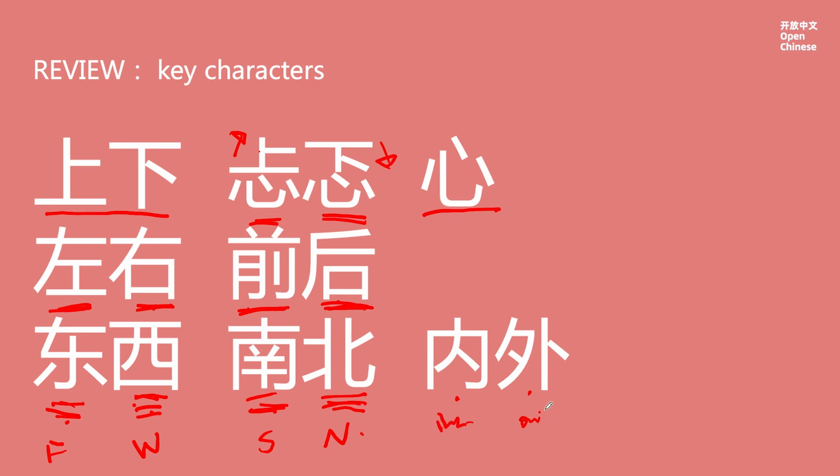Okay. 内外. Inside and outside. 内 has a person in a bathtub. 外, in the evening, a gate locking people outside, right? Evening, outside. Okay, 内外. Let's do it again. 上下, 忐忑, 心, 左右, 前后, 东西南北, 内外.